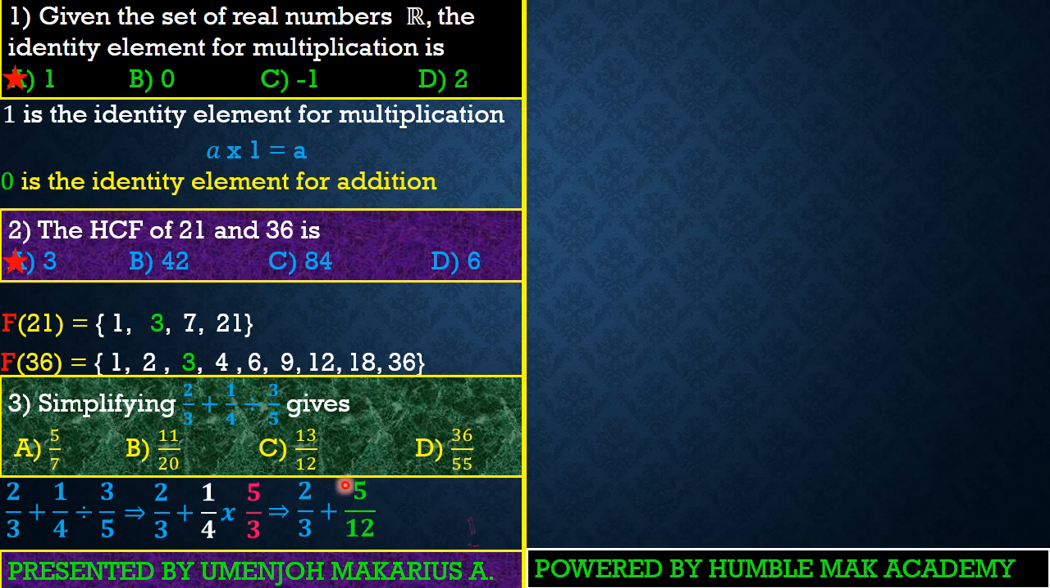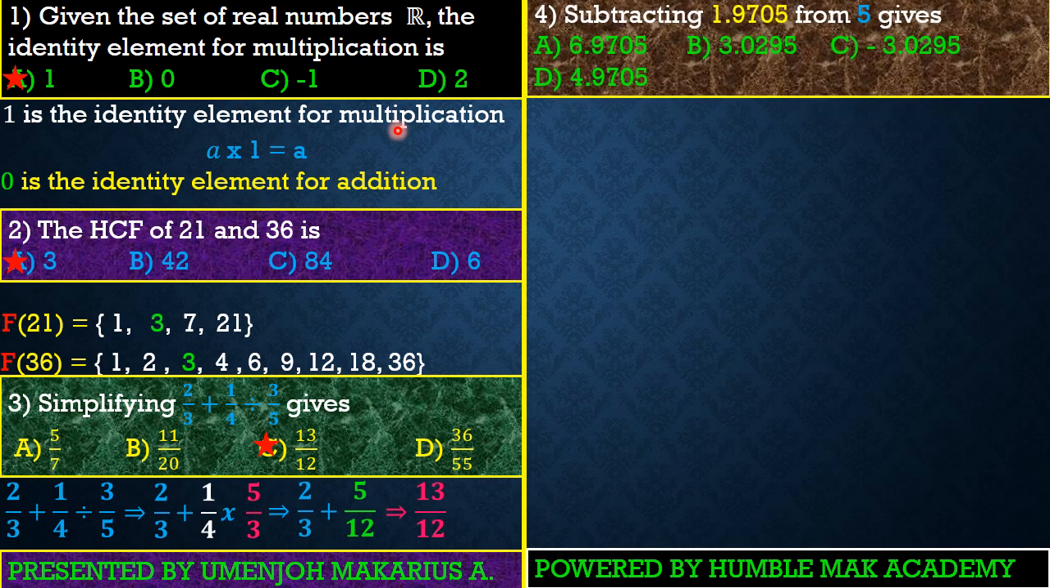8 plus 5, guys, gives us an answer of 13, but the LCM is 12, so we are going to have 13 over 12. So, guys, option C is the best option for this question. Okay, now guys, question 4 reads that subtracting 1.9705 from 5 gives, so these are the various options.